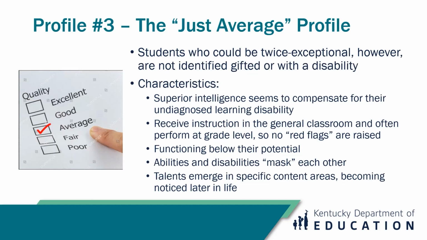In the final profile, the "just average" profile, the student is neither identified with a disability nor with a talent. Because the student has high cognitive abilities, they are able to compensate for the learning disability. This may be the most challenging student to identify. Some signs to watch for gifted and talented identification would be advanced vocabulary, questions that are evidence of critical thinking, and visual and performing arts talent.